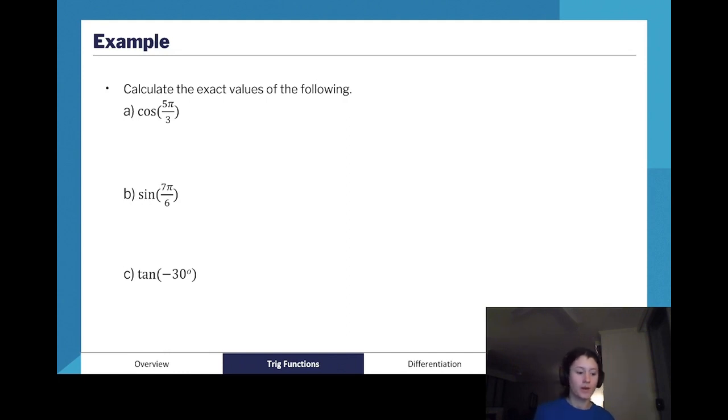Alright, let's go through an example now. As I said before, make sure you pause the recording, have a go at these, and then watch the solutions. What we're going to do is start with part A. We want to find the cos of 5 pi on 3.